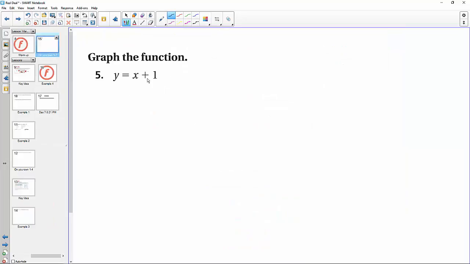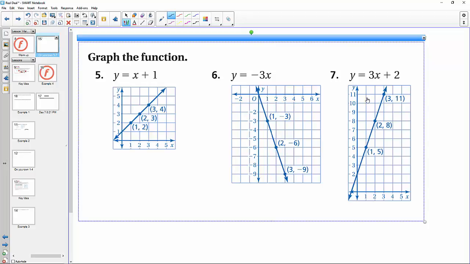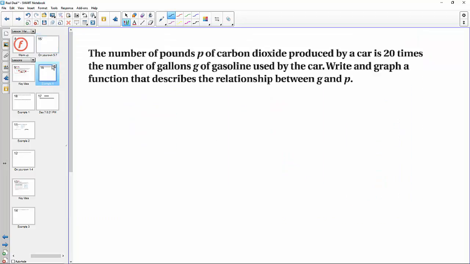So graph this function. So we've graphed things for a while. My starting point, of course, is 1. It goes up 1, over 1, up 1 to the right 1, up 1 to the right 1. This one goes down 1 to the left. Down 3 to the right 1, down 3 to the right 1. This one, of course, starts at 2. It goes up 3 to the right 1, up 3 to the right 1. And here are the various graphs.